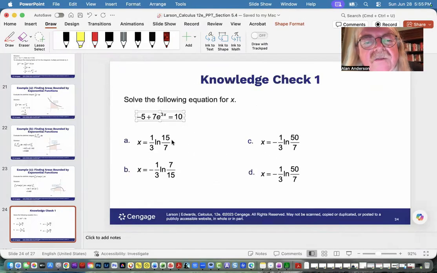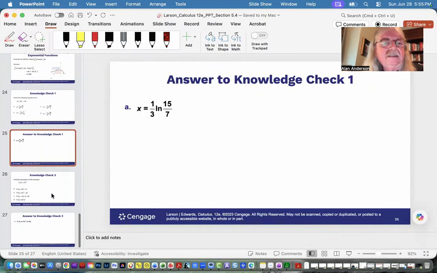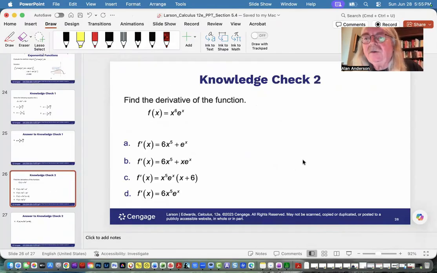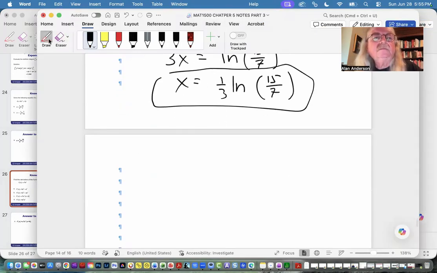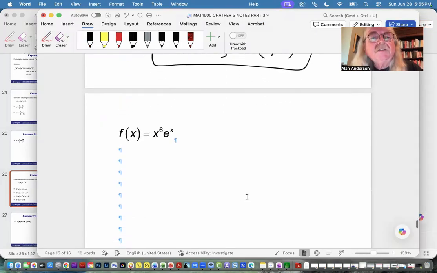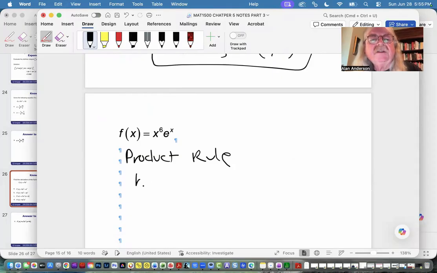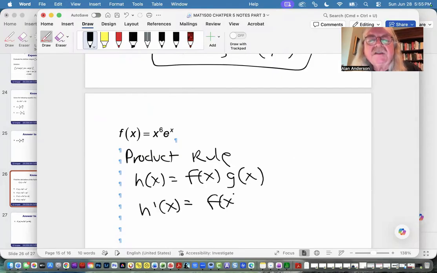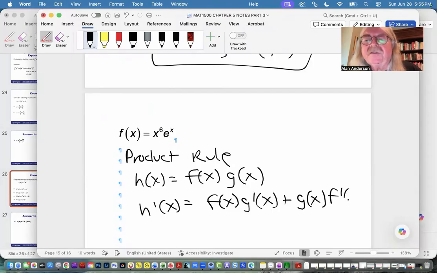Which one is that? 1/3? Yeah, it would be A. All right. And then what about this one? Now here we're going to need a product rule, of course. So remember how that works. Let's review really quickly. If we define h of x to be f of x times g of x, then h prime of x is the first times the derivative of the second plus the second times the derivative of the first.